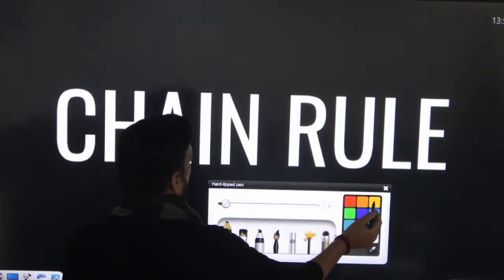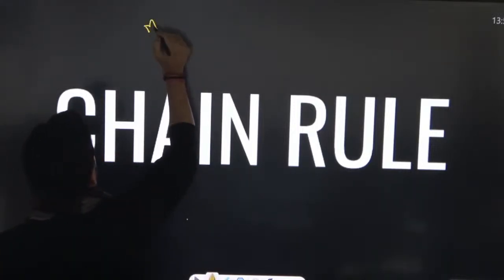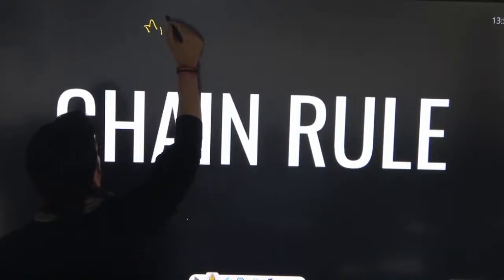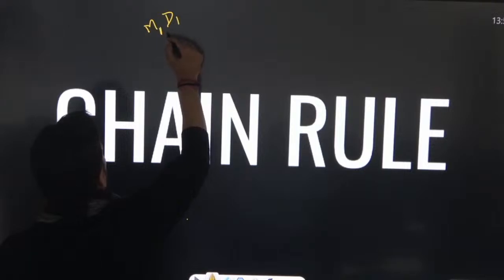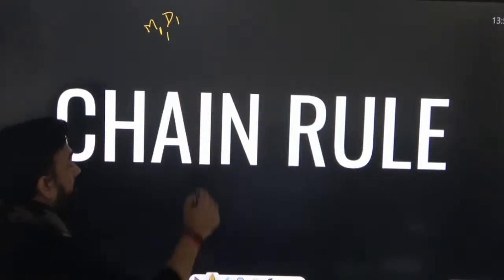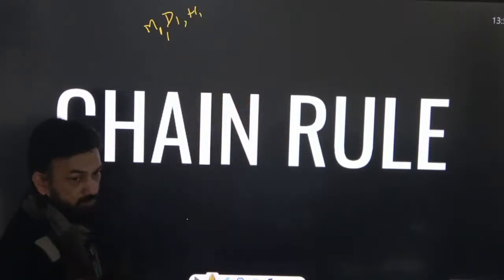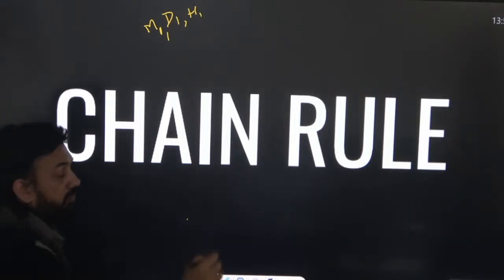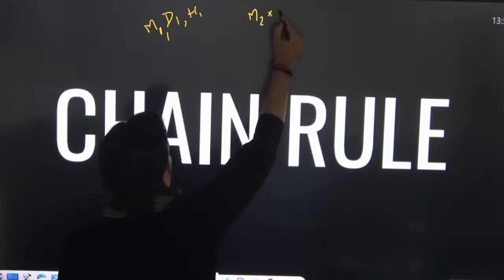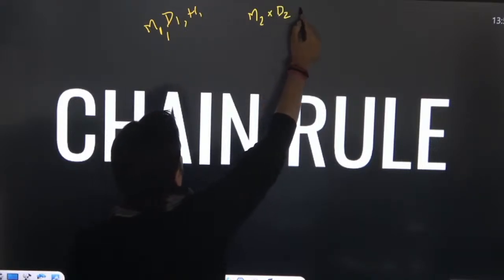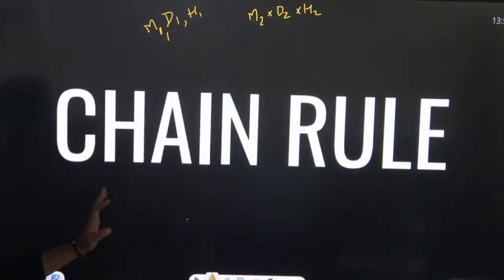In this, you have to remember one formula. Suppose M1 men are there, they are working D1 days, and daily they are working H number of hours, and they are completing some work. The same work is done by M2 men. They are working D2 days, working daily H number of hours. I will show you what type of questions are there.